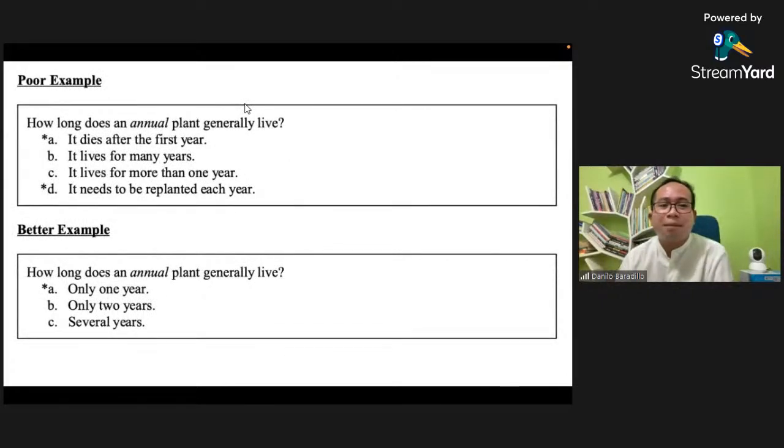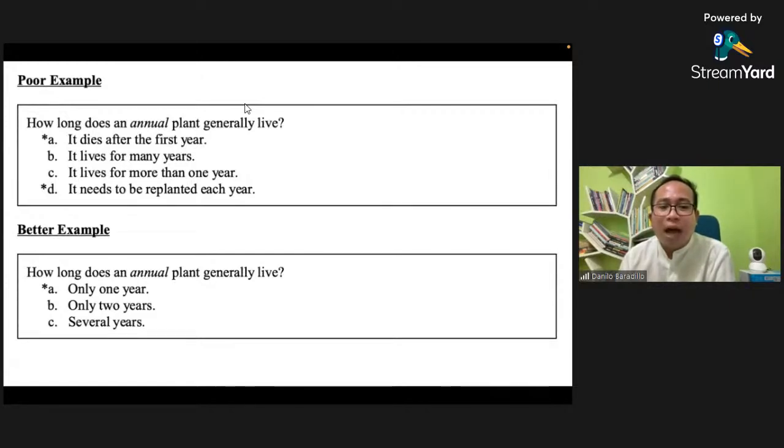Let's try to look into this. How long does an annual plant generally live? The alternatives here are: it dies after the first year, it lives for many years, it lives for more than 1 year, it needs to be replanted each year. And you see the point there. There is overlap: first year and replanted each year, so annually. Therefore, how do you make sure that these are not overlapping?